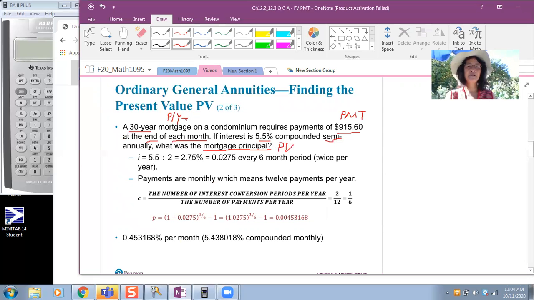PY, by definition, is the number of payments per year. Interest is compounded semi-annually. Semi-annually means CY equals 2. Every year interest is converted 2 times. And this is over 30 years, so the term N equals 30 multiplied by 12, and that is 360.